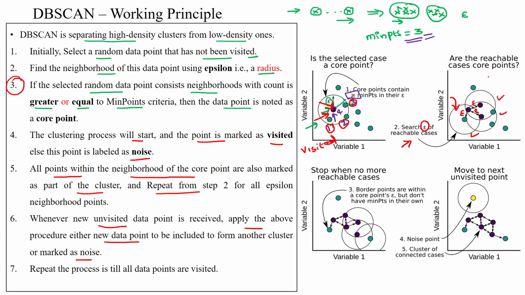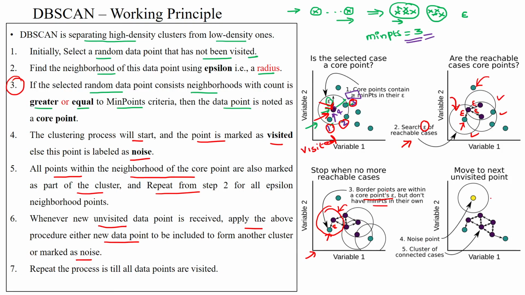This data point is not available in any of the circles, so this data point is called an outlier. And one more thing, in this case the border points are within the core point's epsilon distance. So here this is called a border point. The border point is available within the core point's epsilon distance, but it does not have the minimum number of points of its own. So it is not assumed as a clustered data point; it is assumed as a border point.